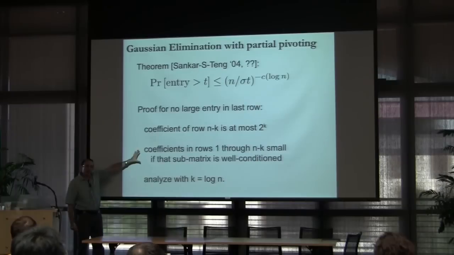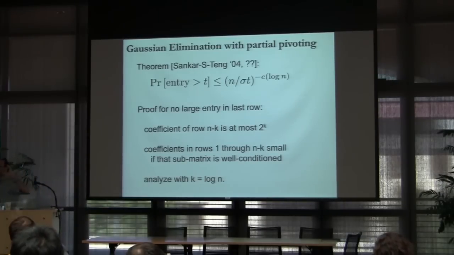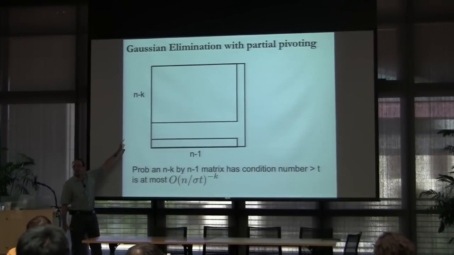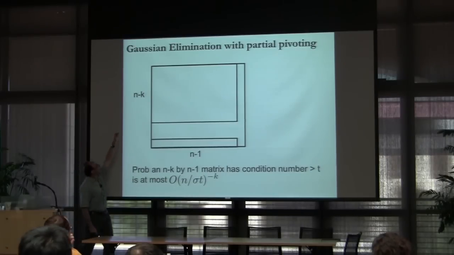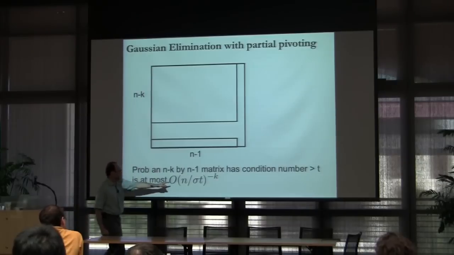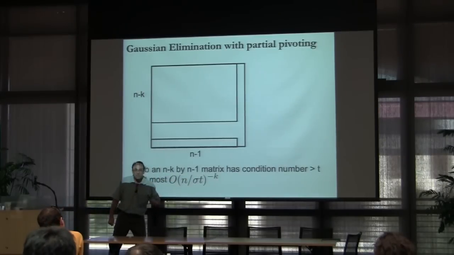On the other hand, if I look at the first bunch of rows, say rows 1 through n minus k, I'll set k equal to log n. That's a rectangular matrix. And they will only have a big impact on the last row if that rectangular matrix is poorly conditioned. But a rectangular matrix is much less likely to be poorly conditioned than a square matrix. So here's the thing. If I have a rectangular matrix, say n minus k by n minus 1, you can prove the probability that its condition number is worse than t grows like 1 over t to the k, or t to the minus k.